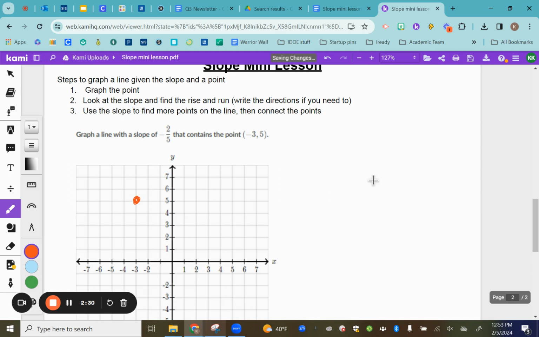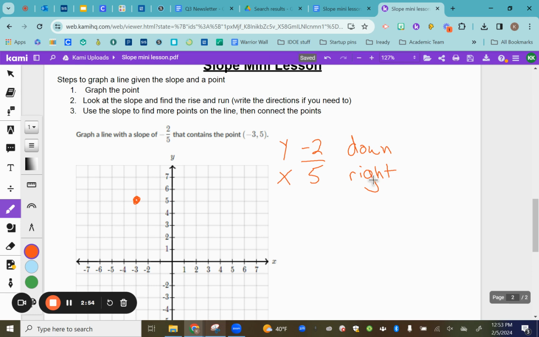Then I figure out what the slope is telling me. So my slope is telling me negative 2 over 5. The first one is the change in the y. It's the up or the down. So this goes down 2. And the second one is the change in x. It goes over. And I always like to just make sure that it goes right. So down 2, right 5.